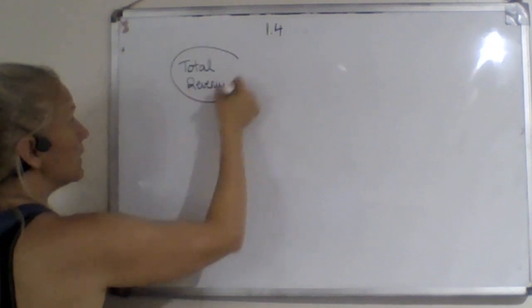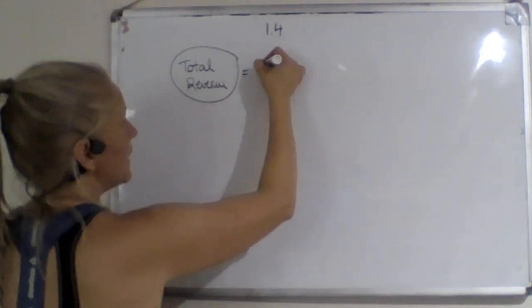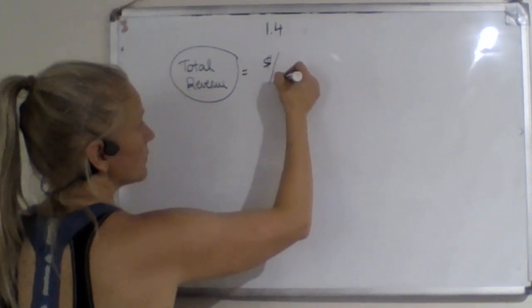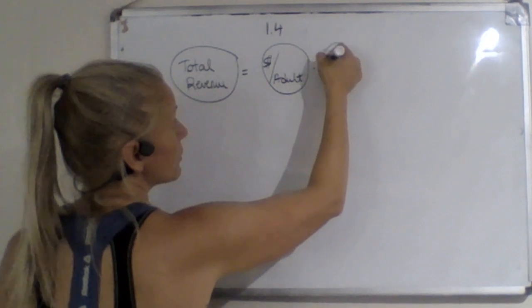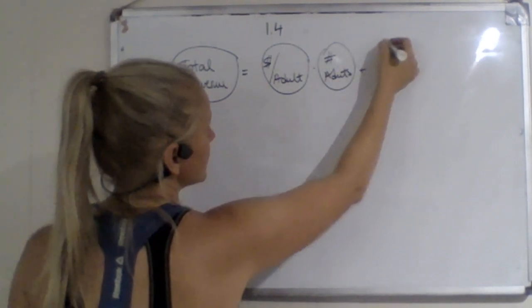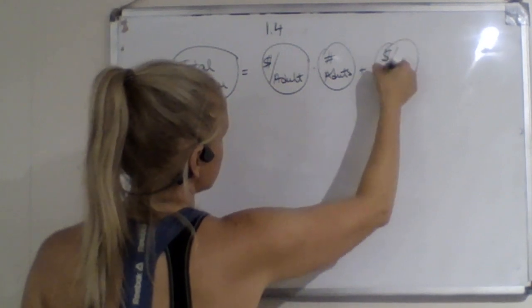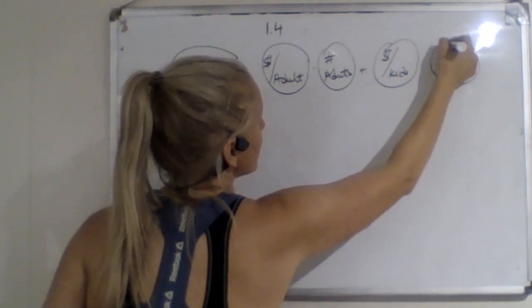How do we make money with this concert? Well, first of all, it's going to be monies per adult times number of adults, right? Plus monies per kid times number of kids.